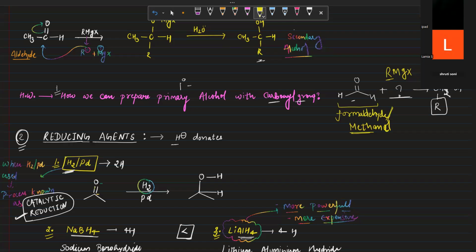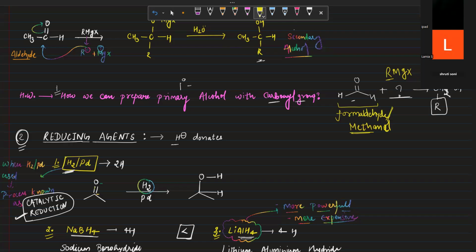Do you remember? Carbocation formation and carbocation rearrangement lie only in the hydration part. That's where the alkyl and hydride shift comes in, right? Okay, yeah. Oxymercuration, demercuration, and hydroboration.